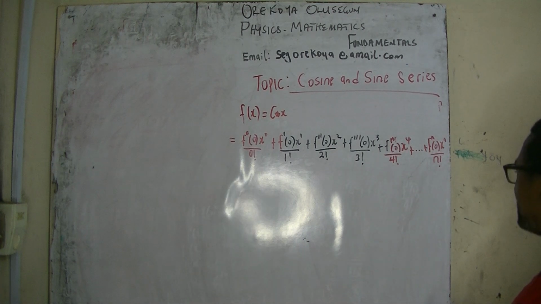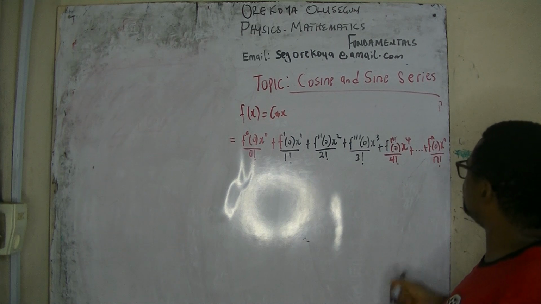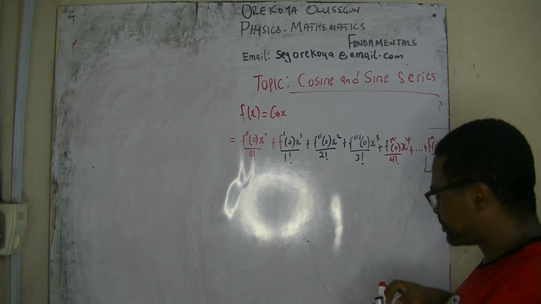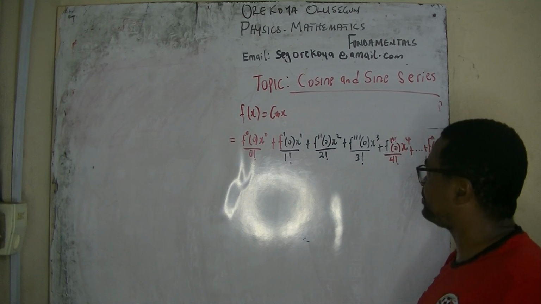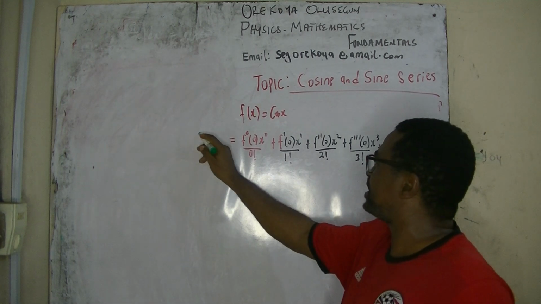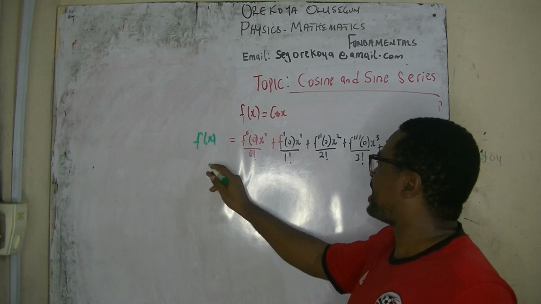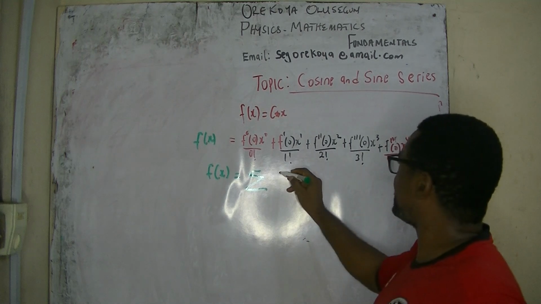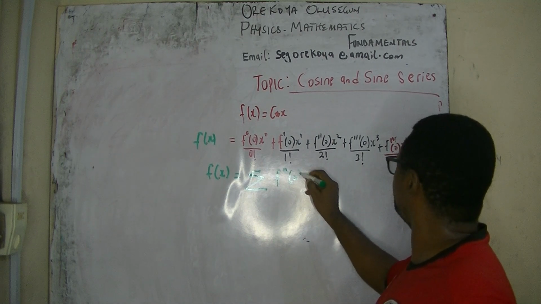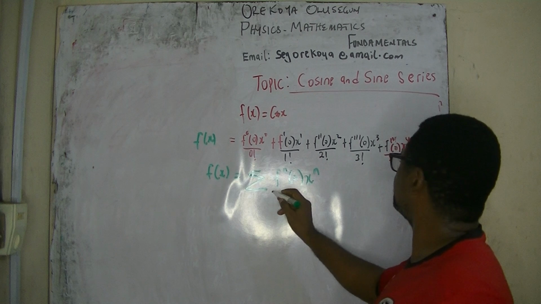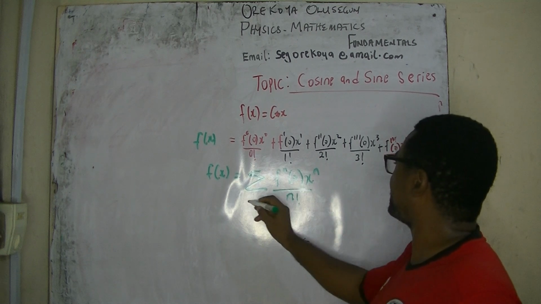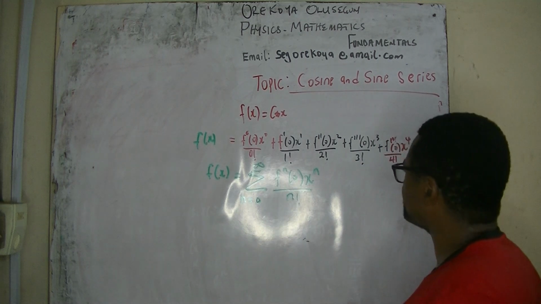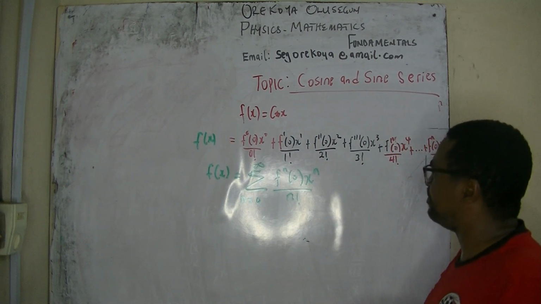So I want you to take note of something. This particular general nth term here, we can use it to generalize Maclaurin series. So this particular Maclaurin series, which is f of x, can be generalized, please take note of that, as the summation of this pattern f nth of 0 x raised to power n over n factorial, where the counter starts from 0 to infinity. So the highest power is nth power.